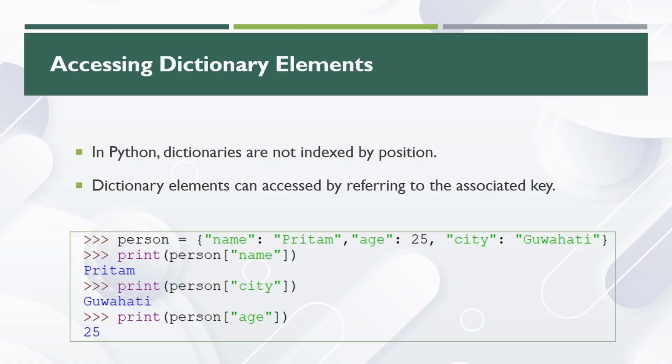To access the values stored in the dictionary, we simply use the key name inside square brackets following the dictionary name. For instance, person within square brackets name will return the value assigned to the name key. That is, the output will be Pritam.